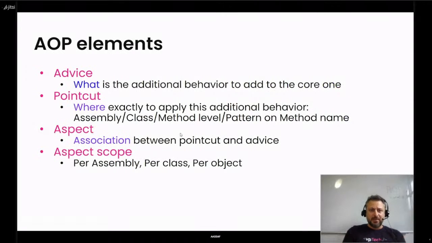So the AOP elements are: the advice is the additional behavior. The pointcut is where exactly to apply this additional behavior. The aspect is, in fact, the association of the pointcut and the advice. Also, we have an important notion, the aspect scope, in fact. So how many instances we will have: per class, per object, or per assembly.